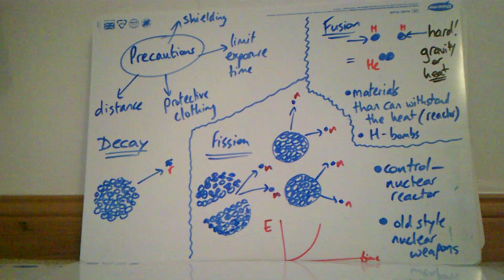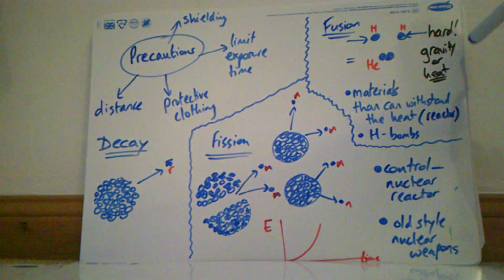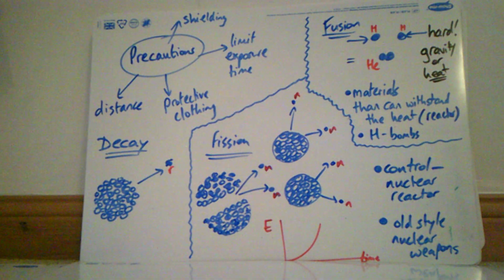So in order to mash them together, you either need a huge amount of gravity to squish them together, and this is how stars do it, or you need to have an incredible amount of heat, because heat means motion, and you need to fire these hydrogen nuclei together really hard to make them stick. So if you want fusion to happen, you either need the type of gravity which a star will provide, or you need an immense amount of heat.